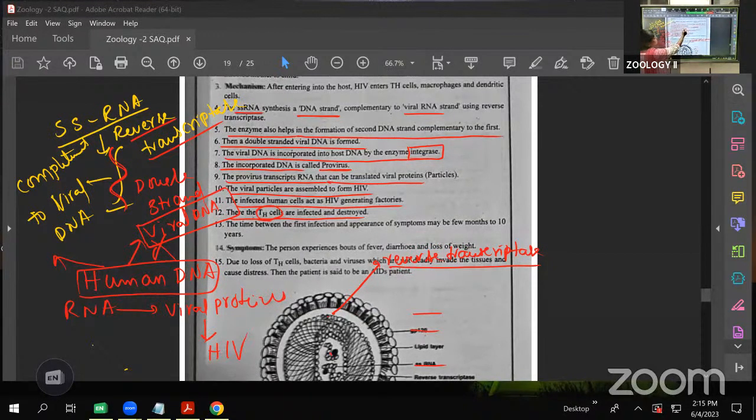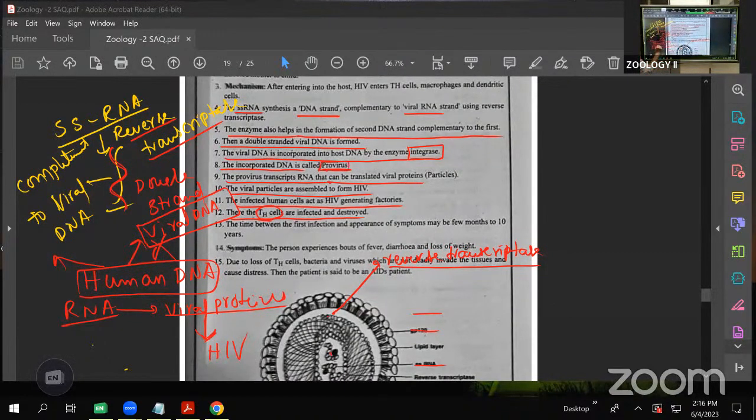This provirus translates the RNA into the viral proteins. These viral proteins all gather and form HIV. Here, the two enzymes are there. One is called the reverse transcriptase enzyme. It helps in the formation of the two strands of DNA inside the host. They first form the single strand DNA. After that, double strand DNA is formed. That double strand DNA mixes with the human DNA and forms a provirus.